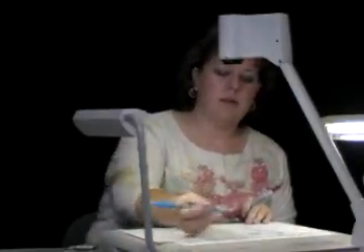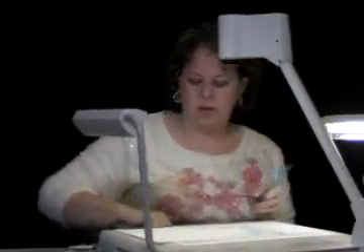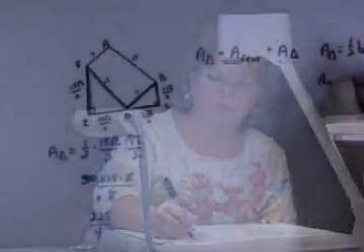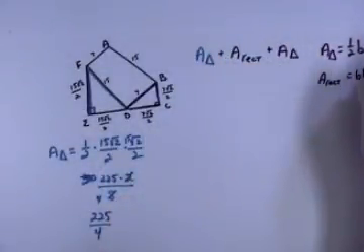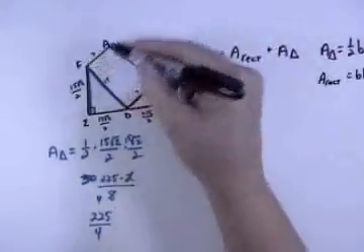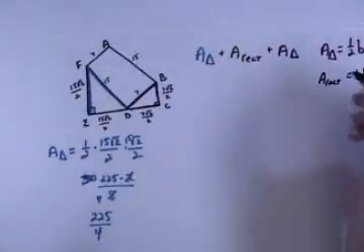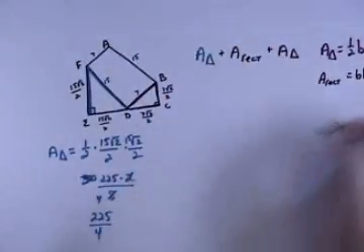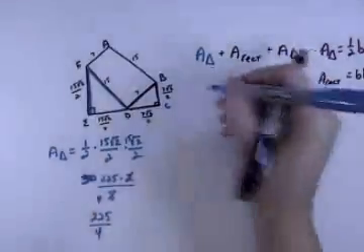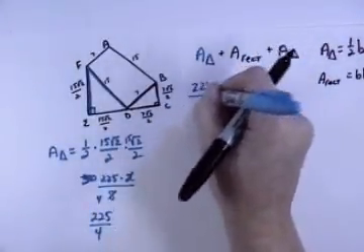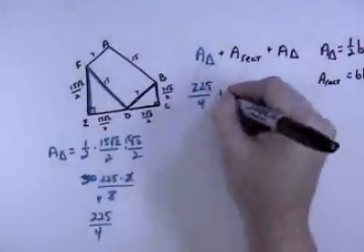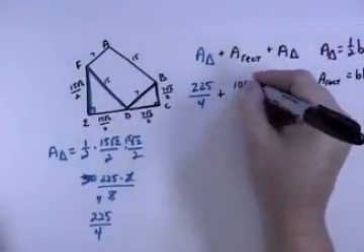All right, area of the rectangle. How do you find the area of a rectangle? Area of a rectangle is base times height, or length times width. We happen to know that. 7 times 15, that was a pretty easy one to do. Let me write in the values I have: 225 over 4 plus the area of the rectangle. 7 times 15 is 105.